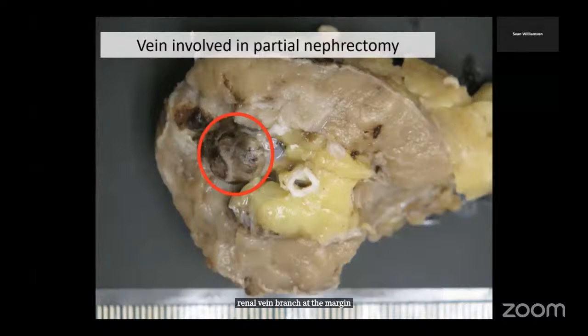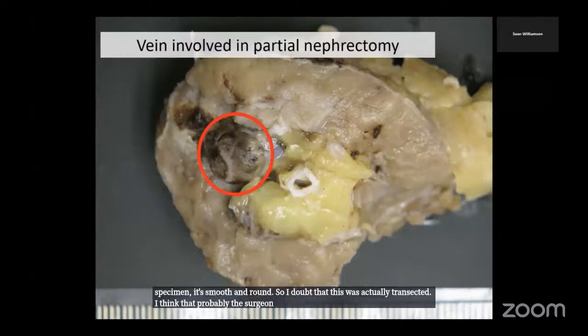And you can see in this specimen, it's smooth and round. So I doubt that this was actually transected. I think that probably the surgeon entered the vein, opened it up, and this little polyp of tumor came out. But I doubt that there is necessarily residual transected tumor.